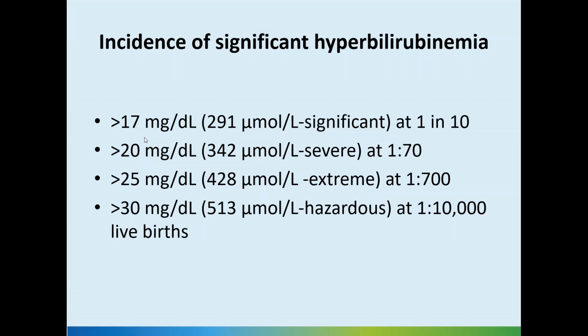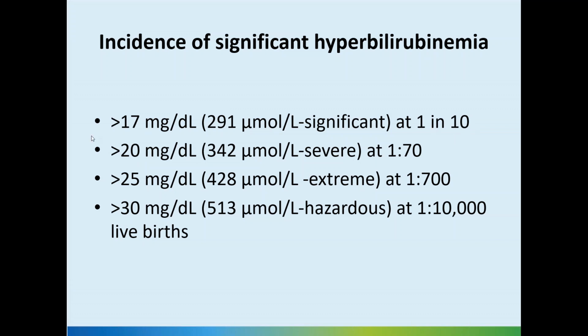However, we cannot be ignoring the relatively higher levels that are seen in other babies. So the treatment threshold, as we will discuss later, is aimed to prevent it reaching levels that damage the brain. If we take more than 17 milligram per deciliter or 291 micromoles, so the conversion factor is milligrams times 17.5 to get the micromole reading.